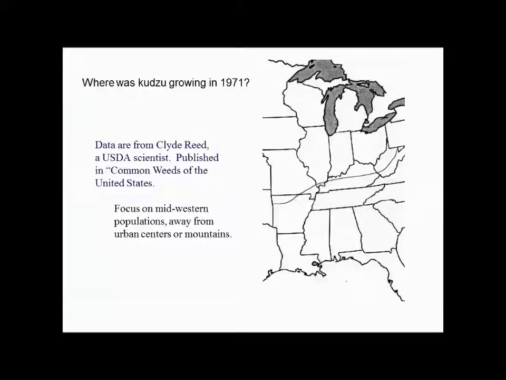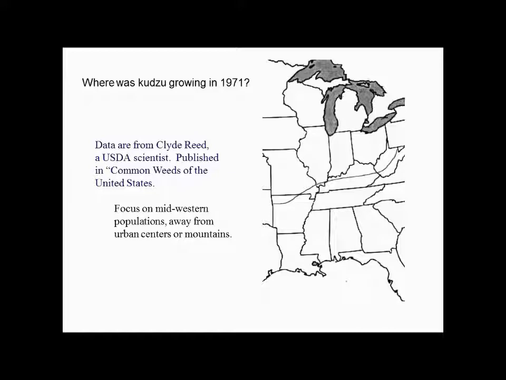Let's look now not at the CO2 aspect, but at the temperature aspect. There was a USDA scientist named Clyde Reed who in the late 1960s published The Common Weeds of the United States. And at that time, that line shown there was the northern limit of kudzu. Now you notice in here, even though kudzu does occur on the East Coast, I haven't included it. And there's a couple of reasons why.